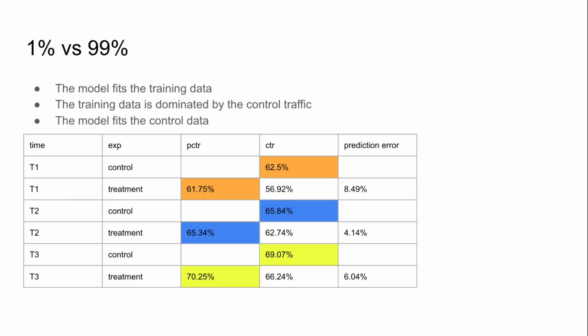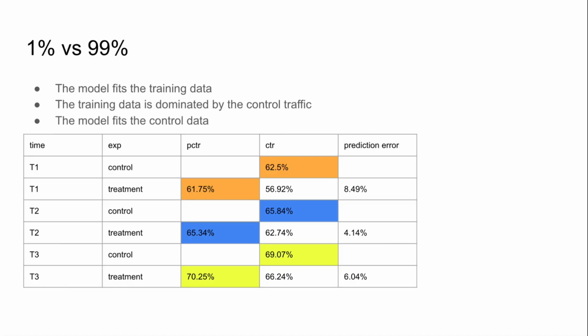This is the experiment we showed in the beginning of the video. It's a 1% versus 1% experiment. The treatment model overpredicts on its own traffic, and its PCTR is very close to the control CTR. We have the same observations at different times. It's because the treatment model fits the training data, and the training data is dominated by the control model.